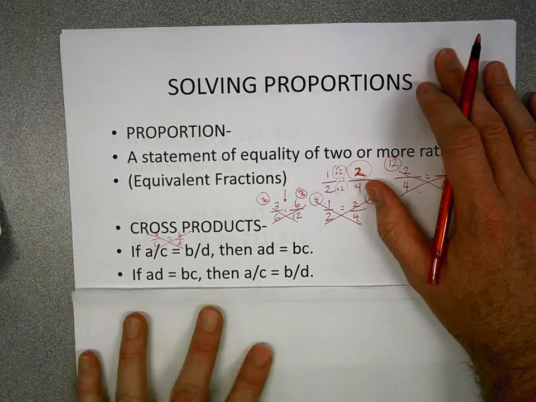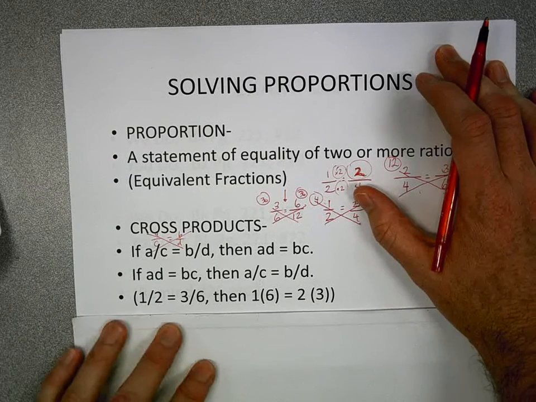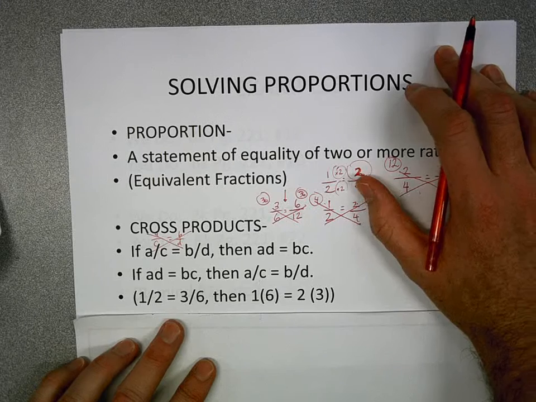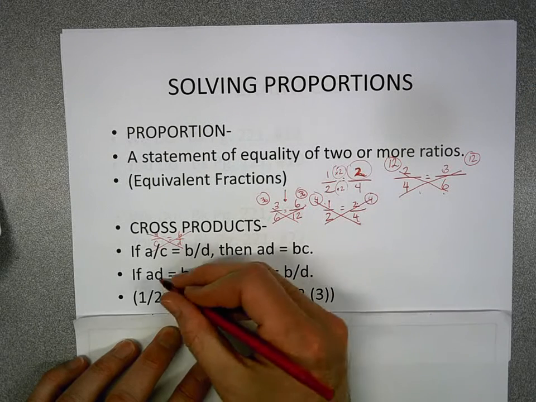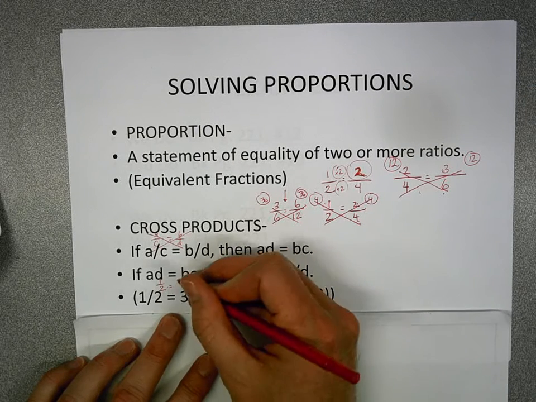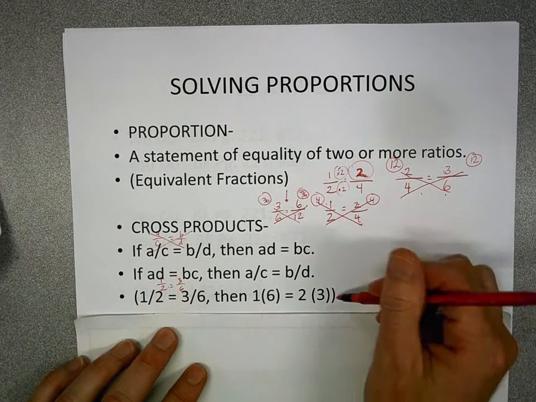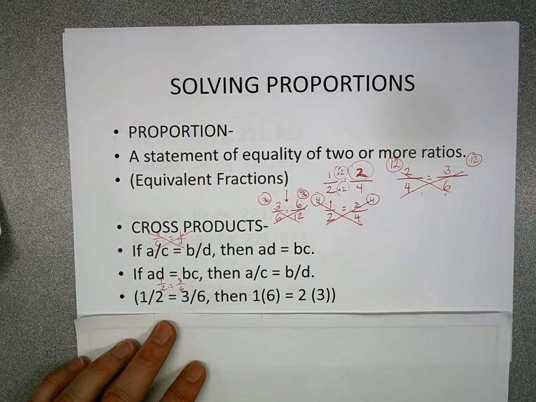Here's what I tell you. 1/2 is equal to 3/6. Why don't you write this as a fraction: 1/2 is equal to 3/6. That then means that 1 times 6 is equal to 2 times 3. And yes, we all should be writing that down, right? We're taking notes. We shouldn't be daydreaming right now.